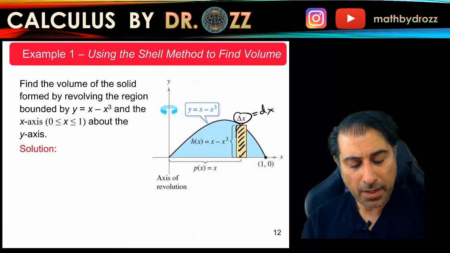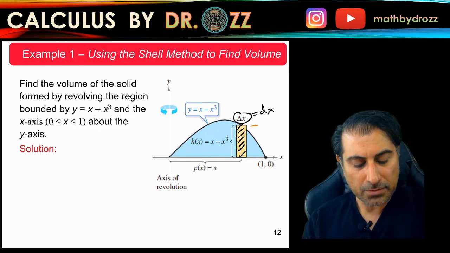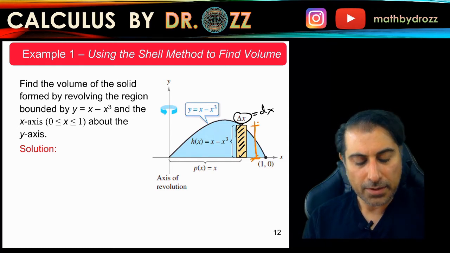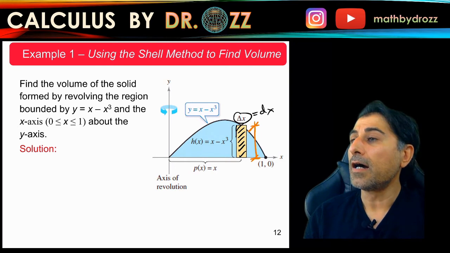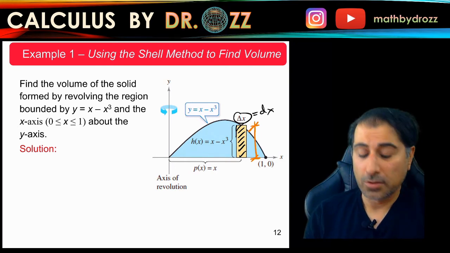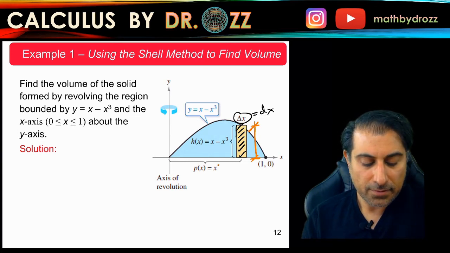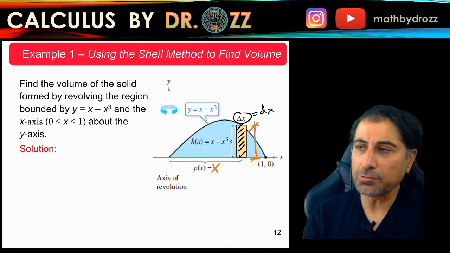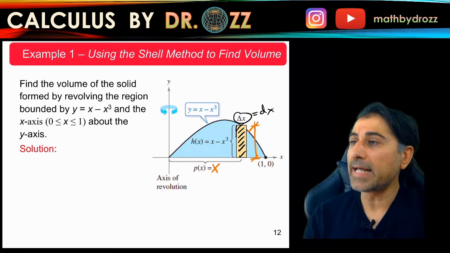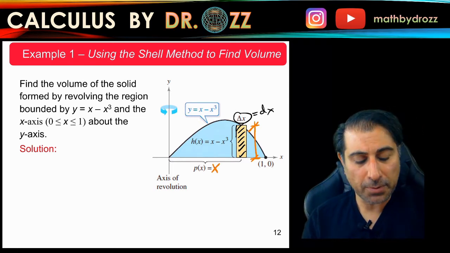The height of the rectangle is right here, and this is determined by obviously the curve, the function. Let's say this p of x is x. Let's say your representative rectangle is x units far from the axis of revolution, so the corresponding height is going to be determined by this curve.